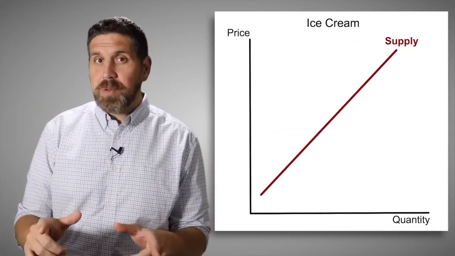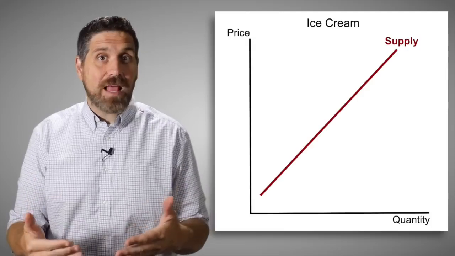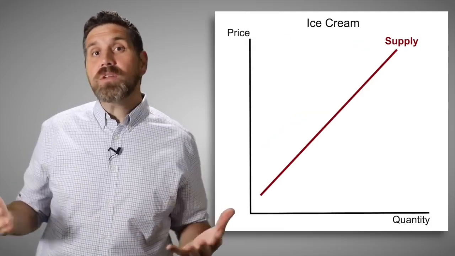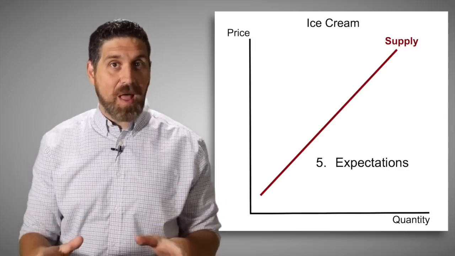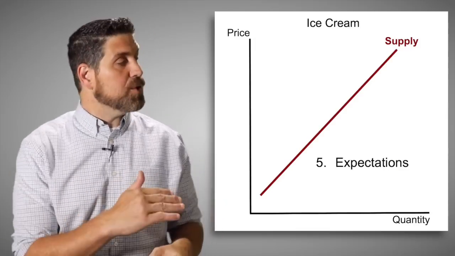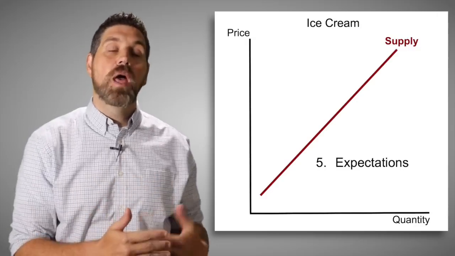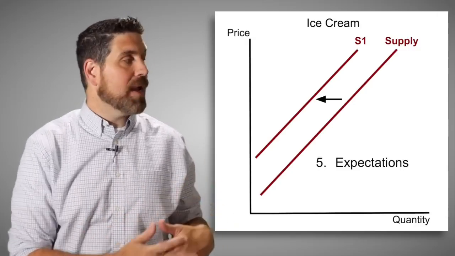The fourth shifter of supply is number of sellers. So if there's less sellers, supply would shift to the left. If there's more sellers, there's more supply, and it shifts to the right. And the fifth and final shifter of supply is a change in expectations. If producers think the price is going to go up for ice cream in the future, maybe they'll hold back supply now and wait to go sell it later.